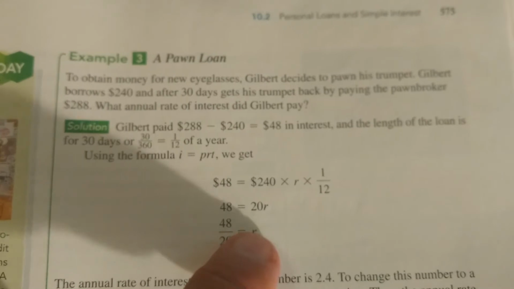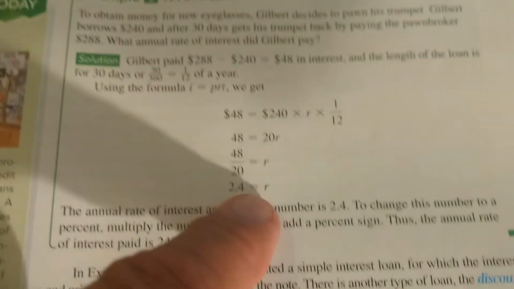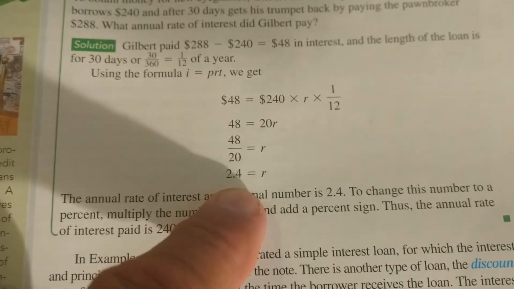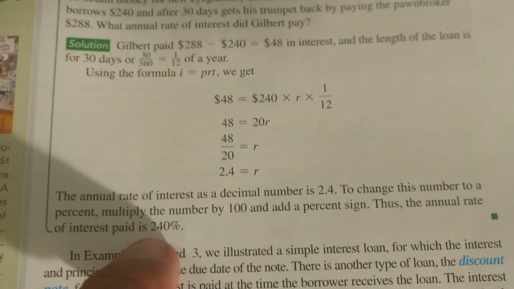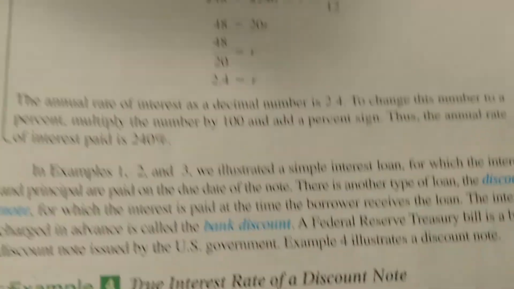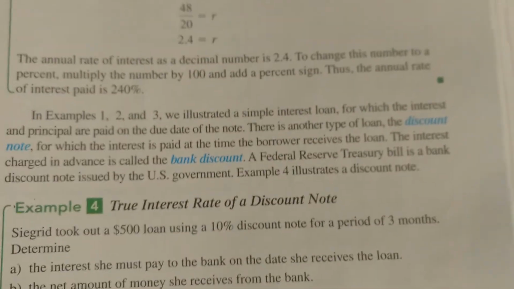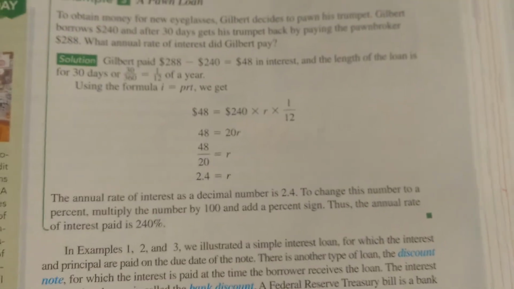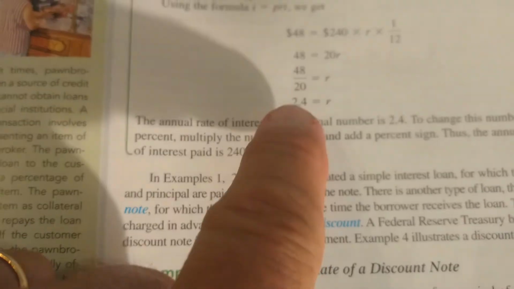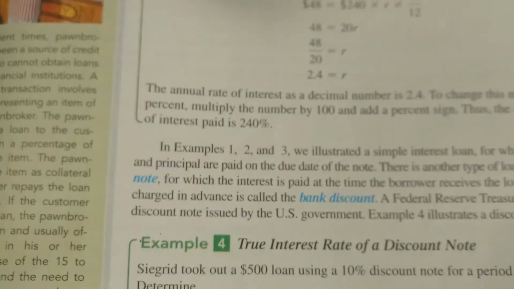1 over 12. Do the math and we find out that the interest rate is 2.4. So he's paying 240% interest on his loan to a pawn shop, because if we take that 2.4 from the previous section and multiply by 100, it becomes 240% interest.